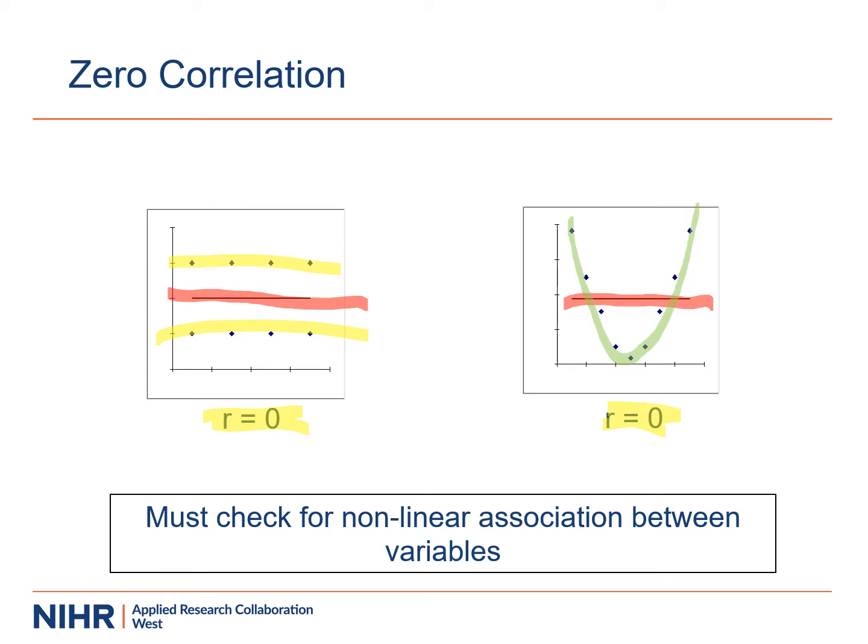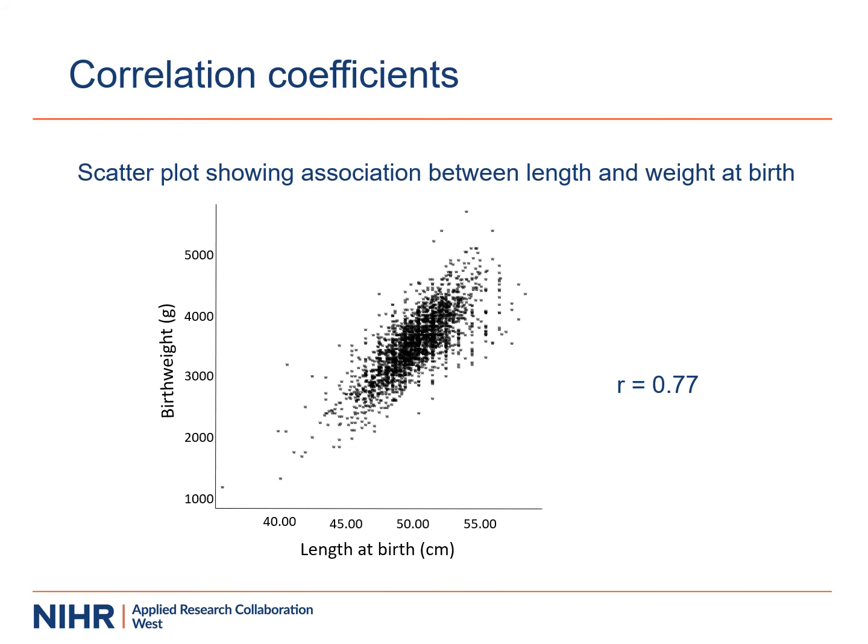So I have to emphasize the importance of checking for nonlinear associations between your variables. Graphing out your variables on scatter plots is very useful as an initial thing to do when you're looking at your data. Scatter plot and its correlation coefficient. This scatter plot shows the association between length at birth and weight at birth. As you can see, there's an r value of 0.77, which is close to 1. It's positive, and you can see it's positive on the graph due to its shape, and it corresponds to a reasonably strong positive association between length at birth and birth weight.